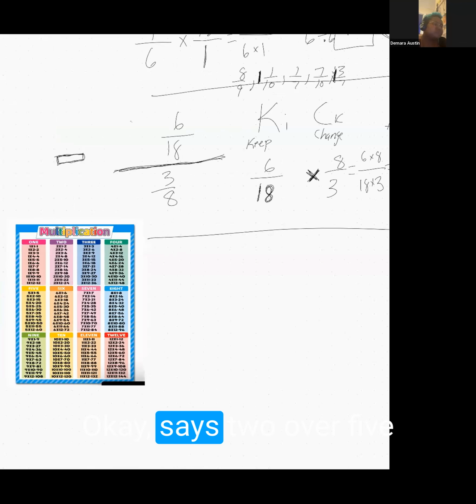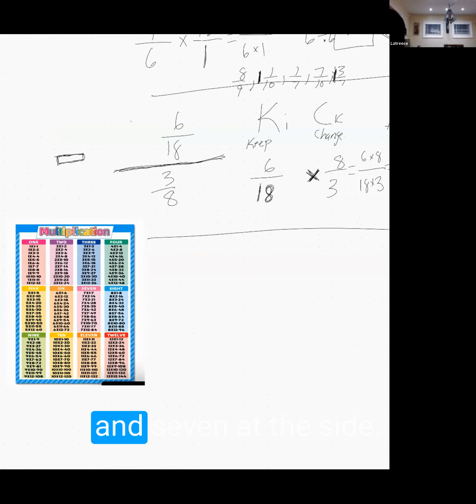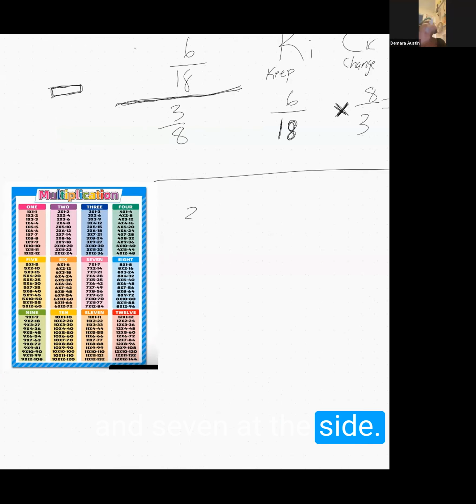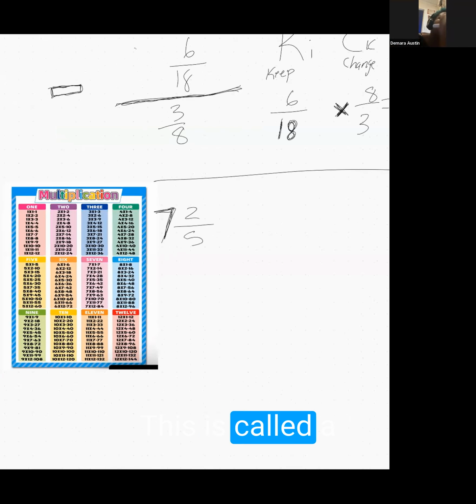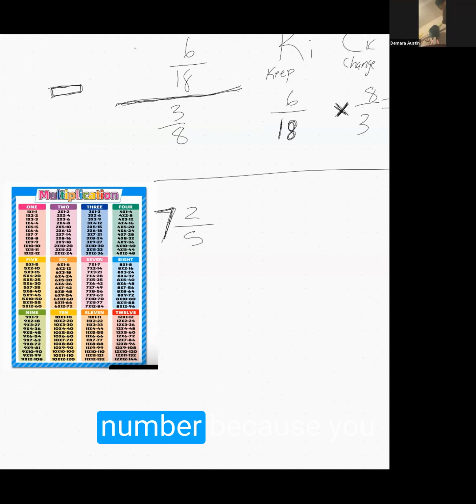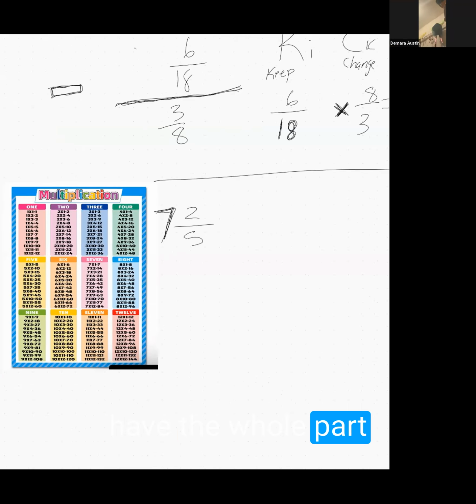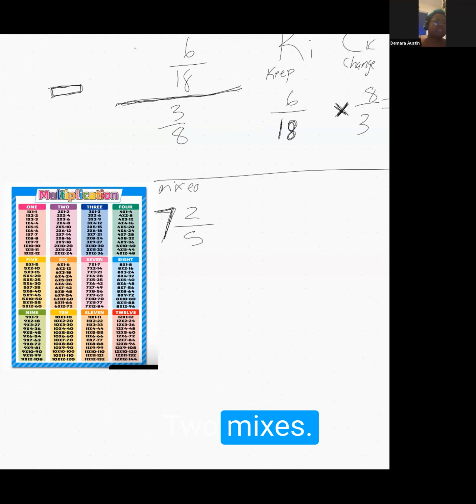Okay, it says 2 over 5 and 7 at the side. All right. That is 7 and 2/5. 7 is the whole part and 2/5 is the fraction part. This is called a mixed number because you have the whole part and the fractional part, it mixes.